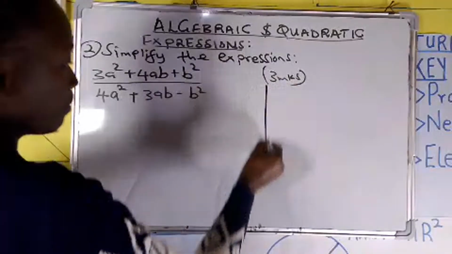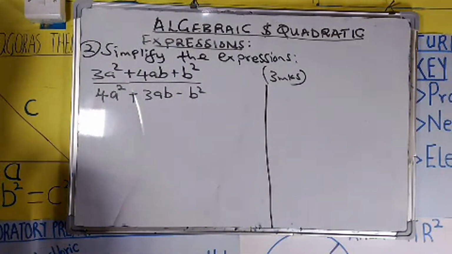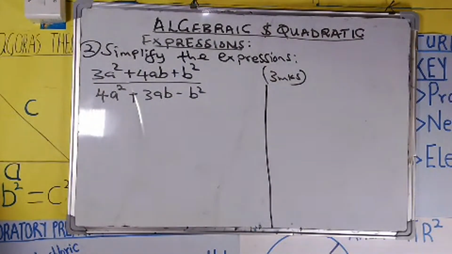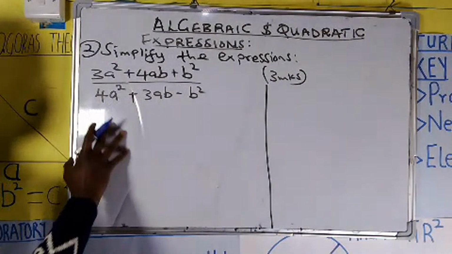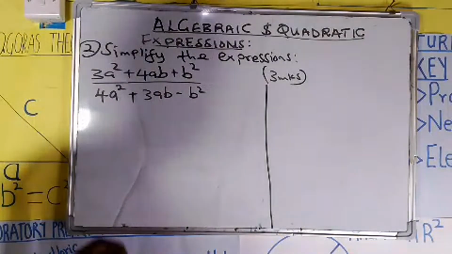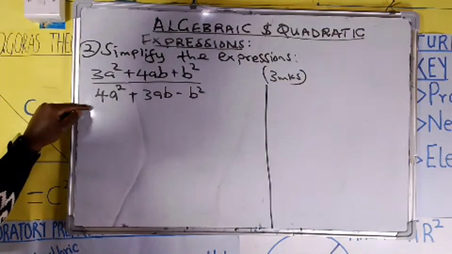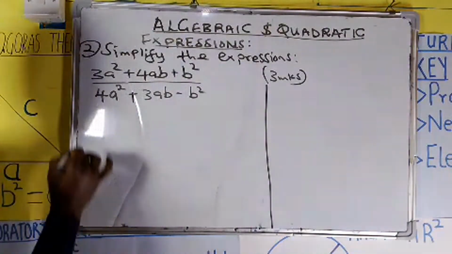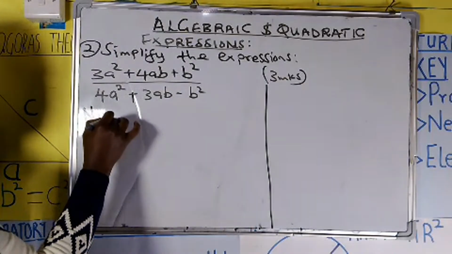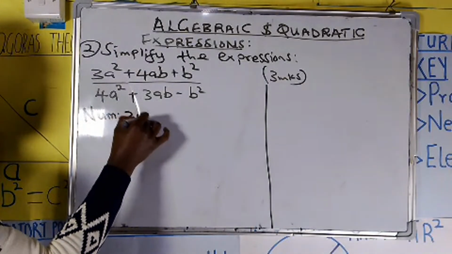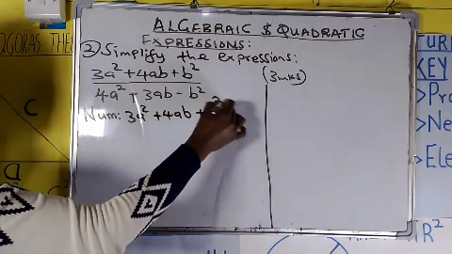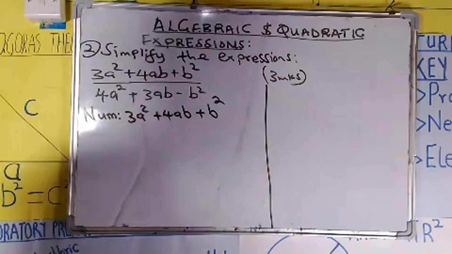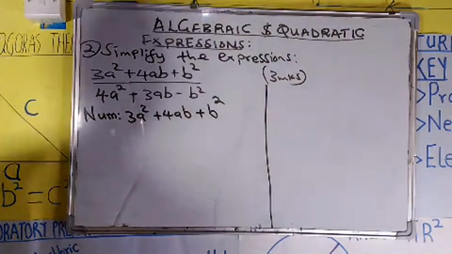So I want us to respond to this question. Just as we have done the first question, we are going to do this one. But this one is in two parts. We have the numerator and the denominator. So we will start with the numerator. Our numerator is 3a squared plus 4ab plus b squared.